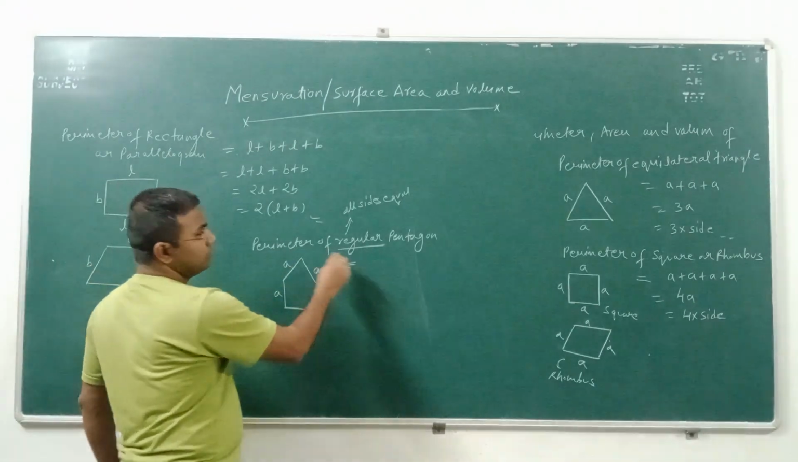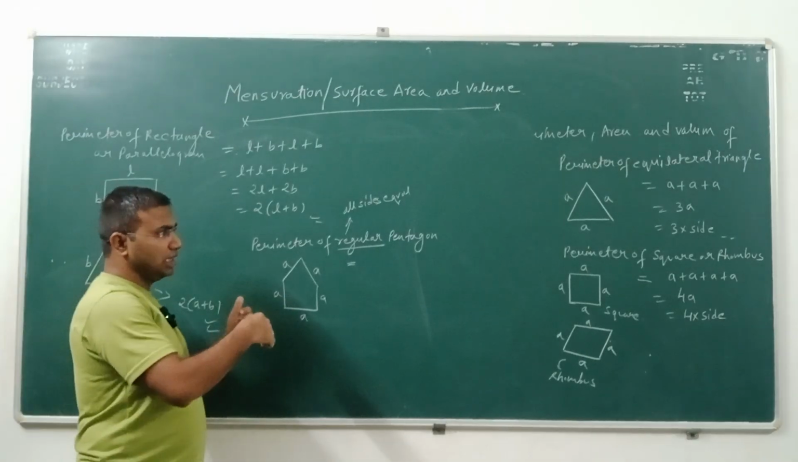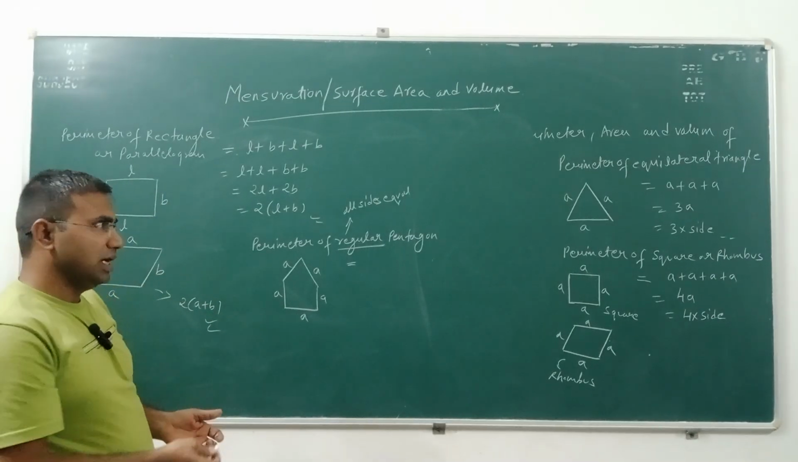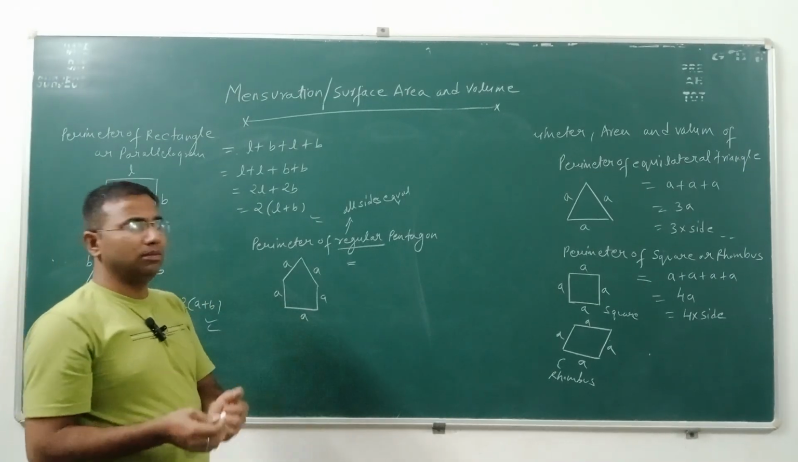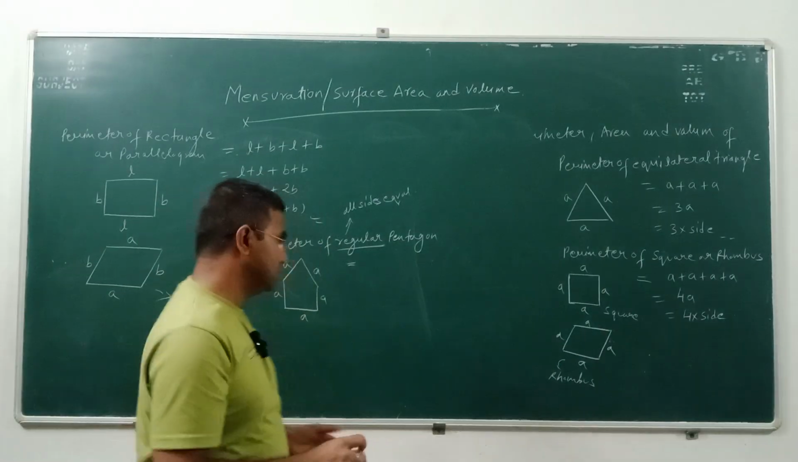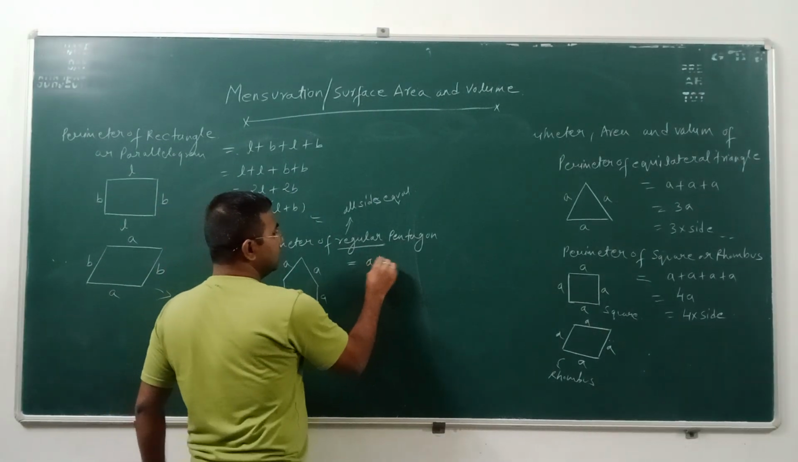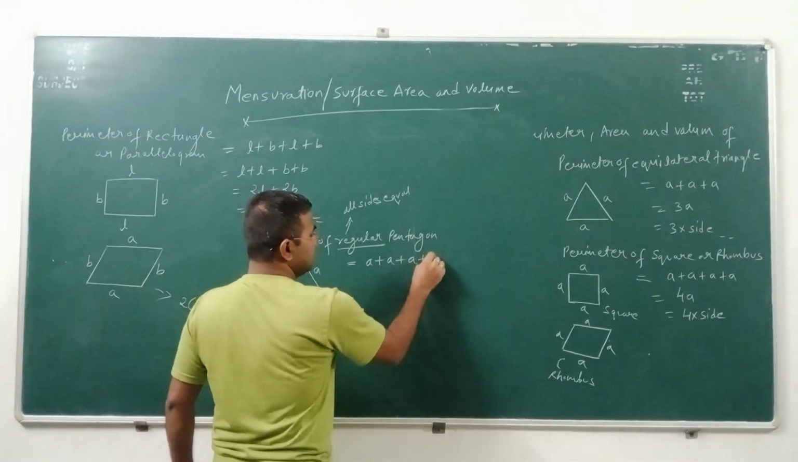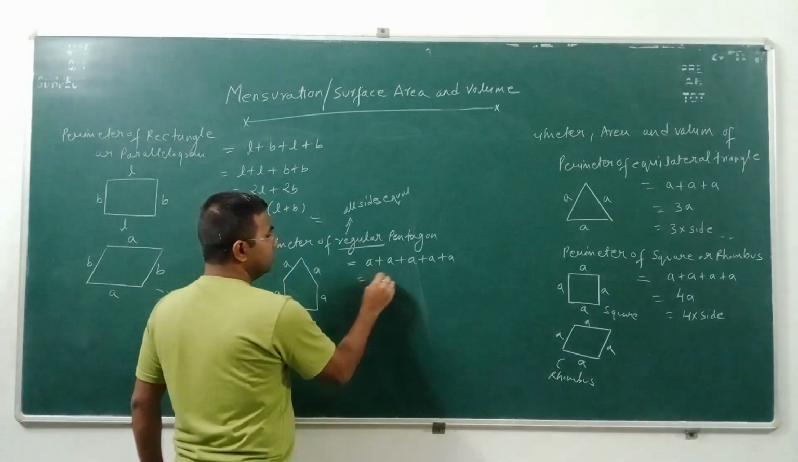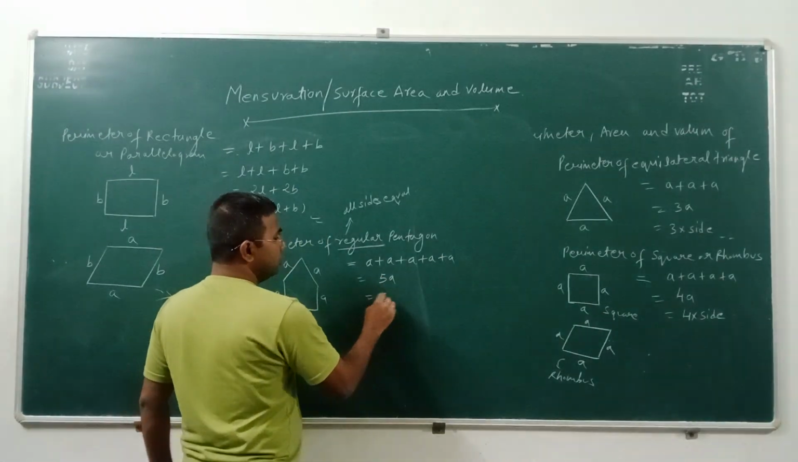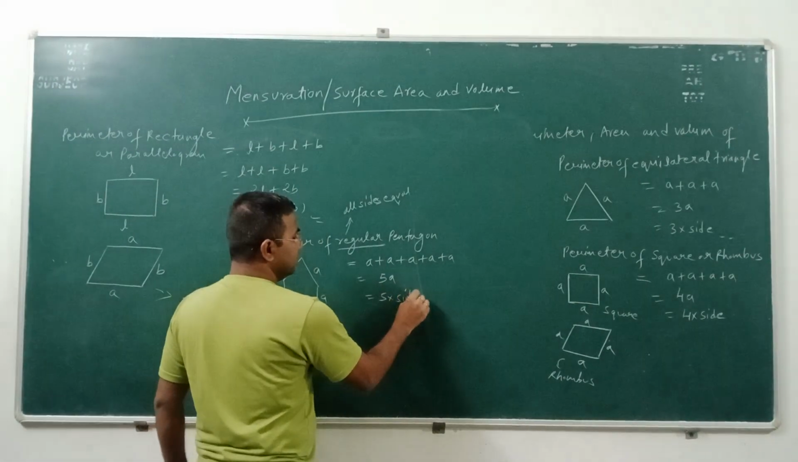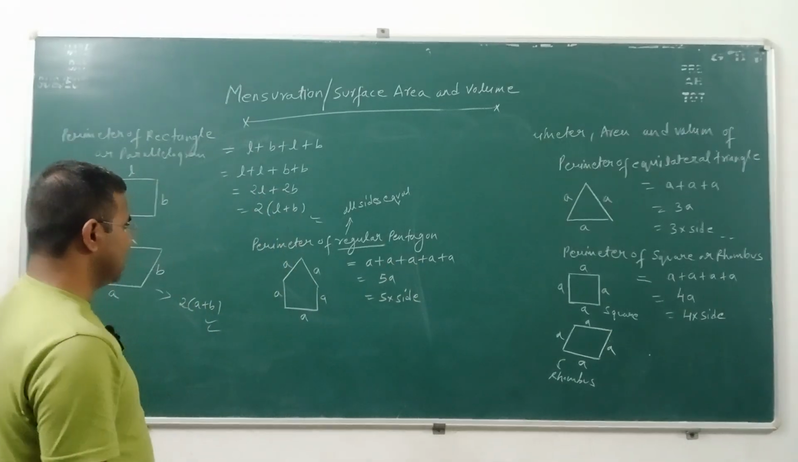Then the perimeter of a regular pentagon, how will you calculate? Again, this is a polygon, and the perimeter of a polygon can be calculated by taking the sum of all sides. So here we will add all the sides, a plus a plus a plus a plus a. Then what will come? 5a will come, means 5 into side.